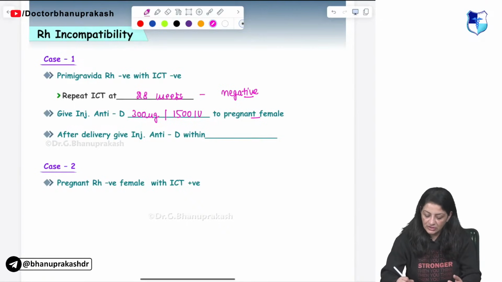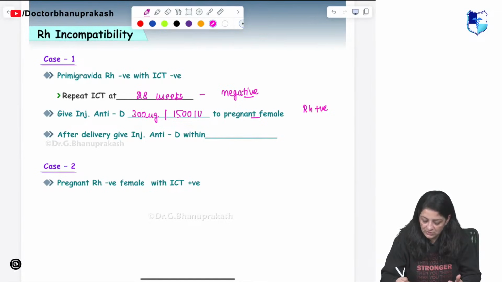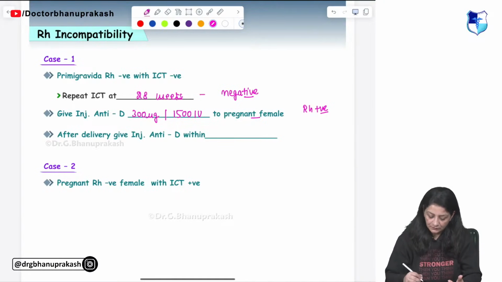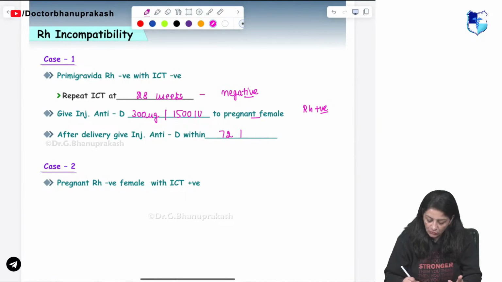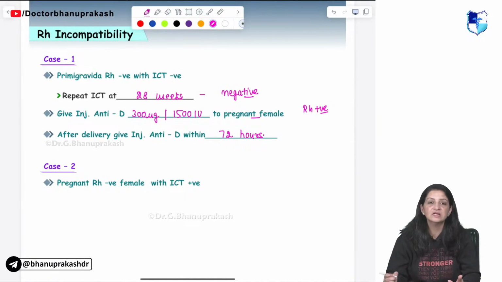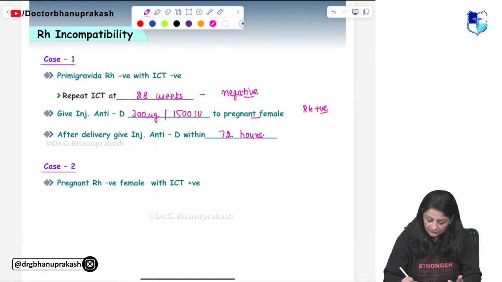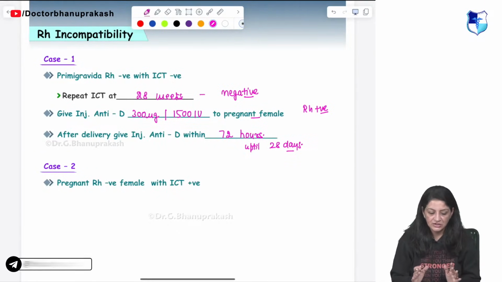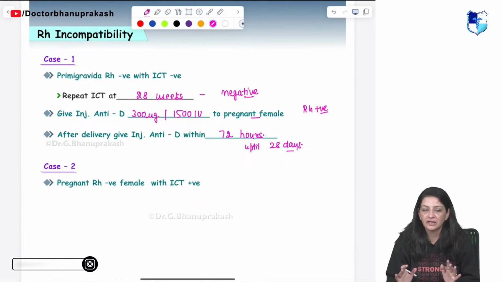After delivery, check the blood group of the baby. If the blood group is Rh positive, then we have to give anti-D injection to the mother within 72 hours. We can even give it up to 28 days. So the first case: primigravida, Rh negative, and ICT negative.